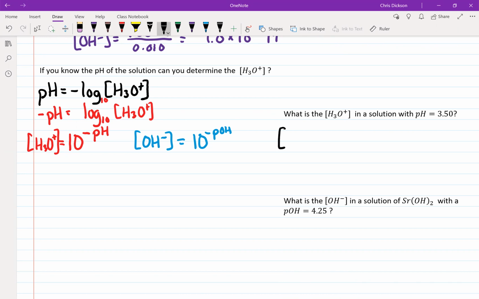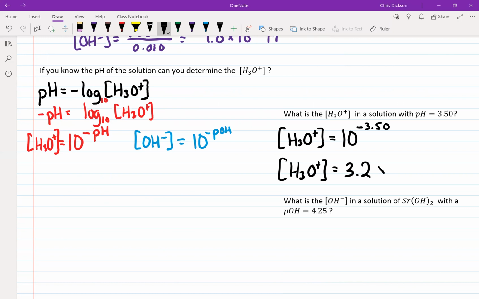Okay, so for the first one, we know that the hydronium concentration should be equal to 10 to the negative pH. So this would be 10 to the negative 3.50. If we were to use our calculator, we get 10 raised to the negative 3.5, and that gives us a concentration of 3.2 multiplied by 10 to the minus 4. And since it's concentration, it would be molar.